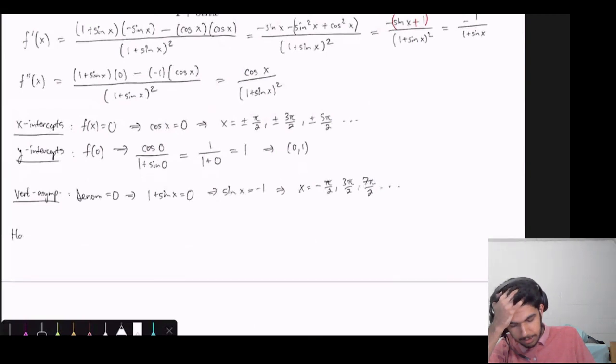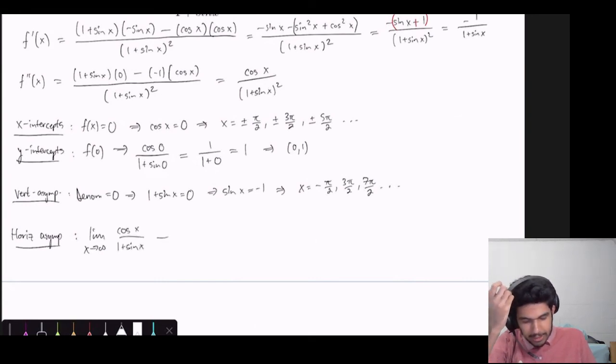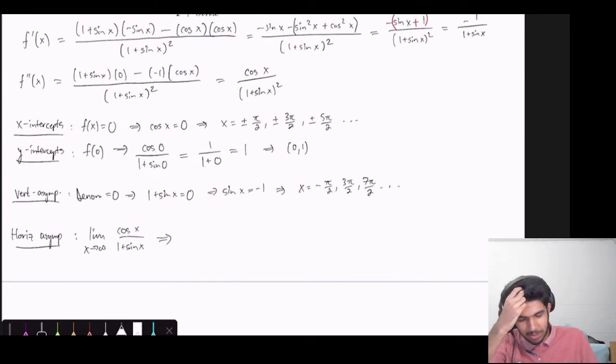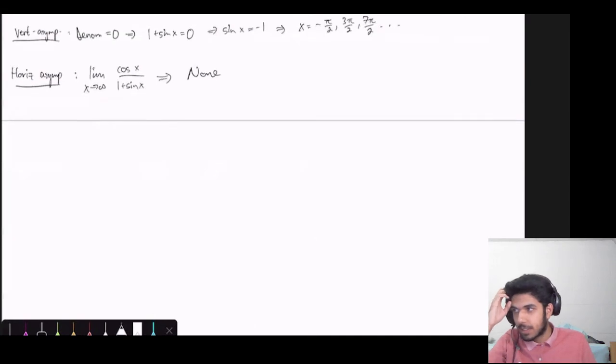Okay, horizontal asymptotes. For this, we take the limit as x approaches infinity of cosine x over 1 plus sine x. And this is very, very hard to evaluate because as x approaches infinity, we don't really know what cosine of x is because cosine of x looks like this. It oscillates. So it doesn't approach anything. So we simply say there are none. There are no horizontal asymptotes. Okay? Next, we're looking at critical numbers.